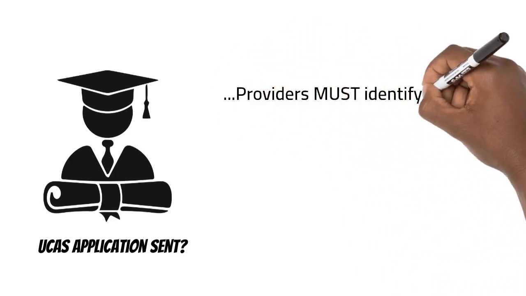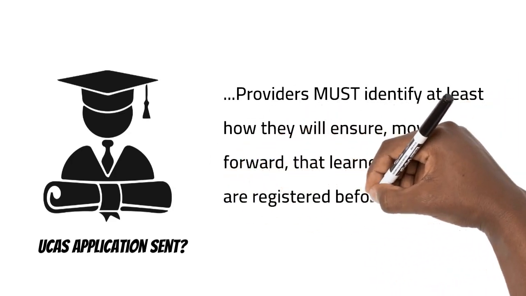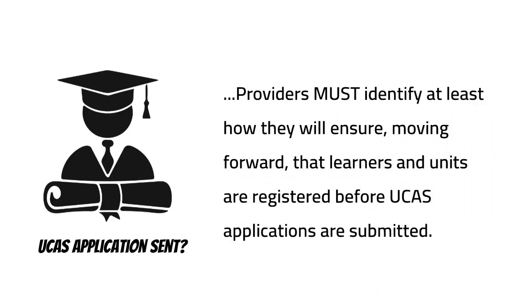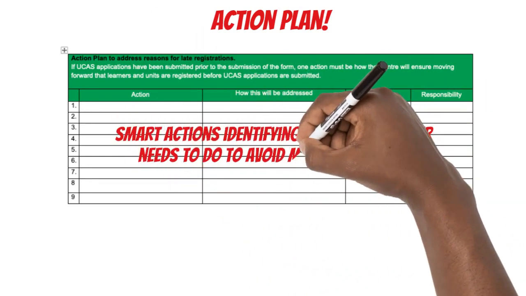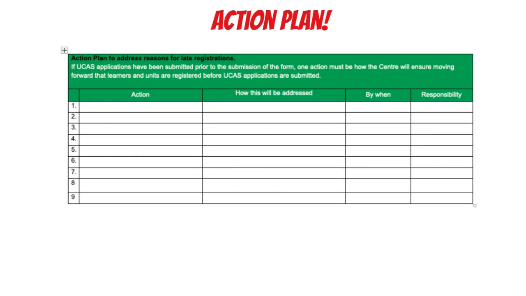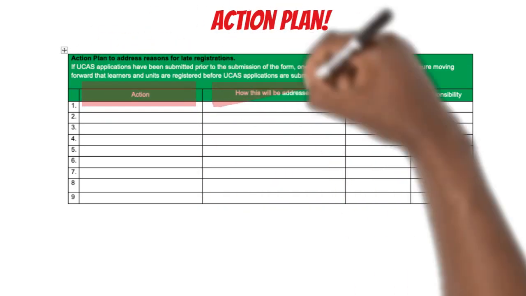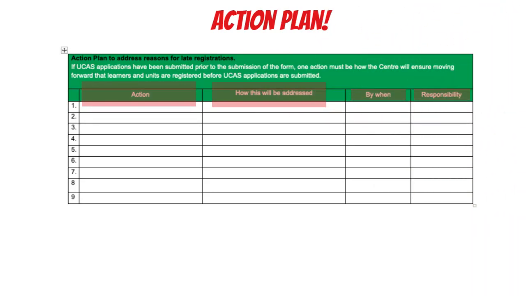If UCAS applications have been submitted prior to the submission of this form, then providers must identify at least how the provider will ensure moving forward that learners and units are registered before UCAS applications are submitted. The action plan must contain SMART actions identifying what the provider needs to do to avoid making a similar application going forward, including the action, how this will be addressed, by when, and who is responsible to ensure these actions are addressed.